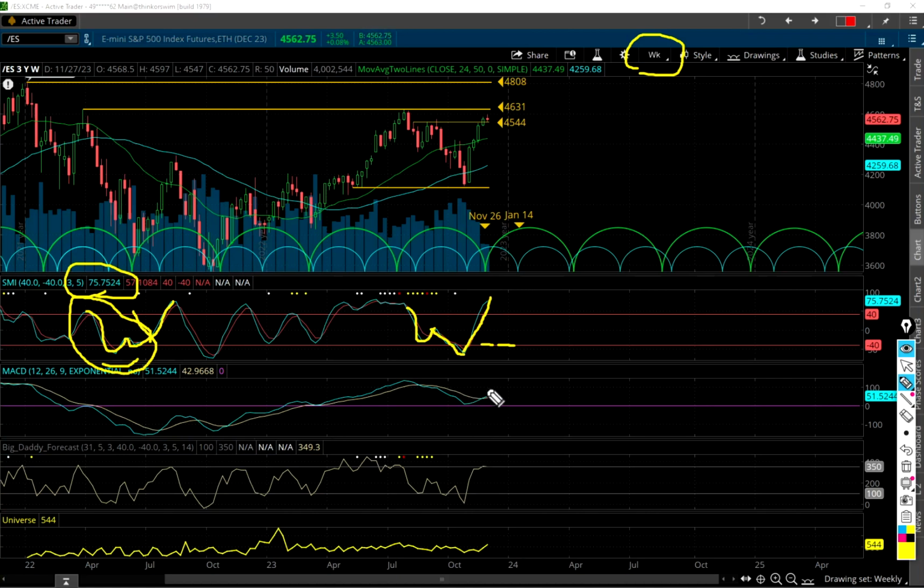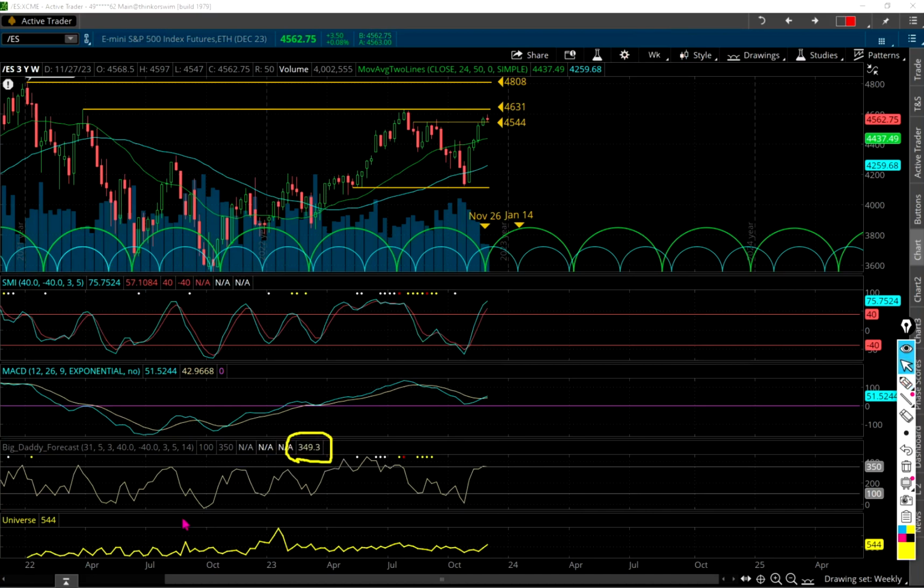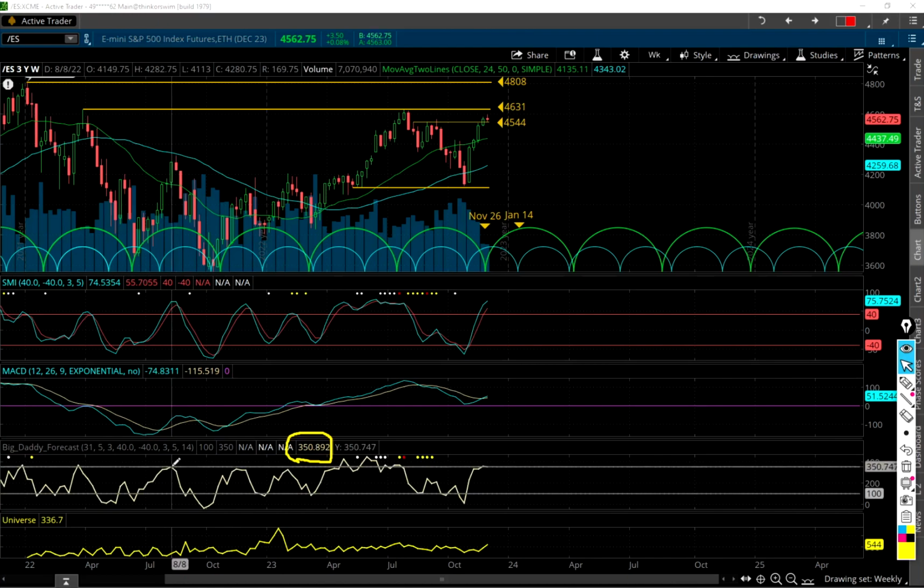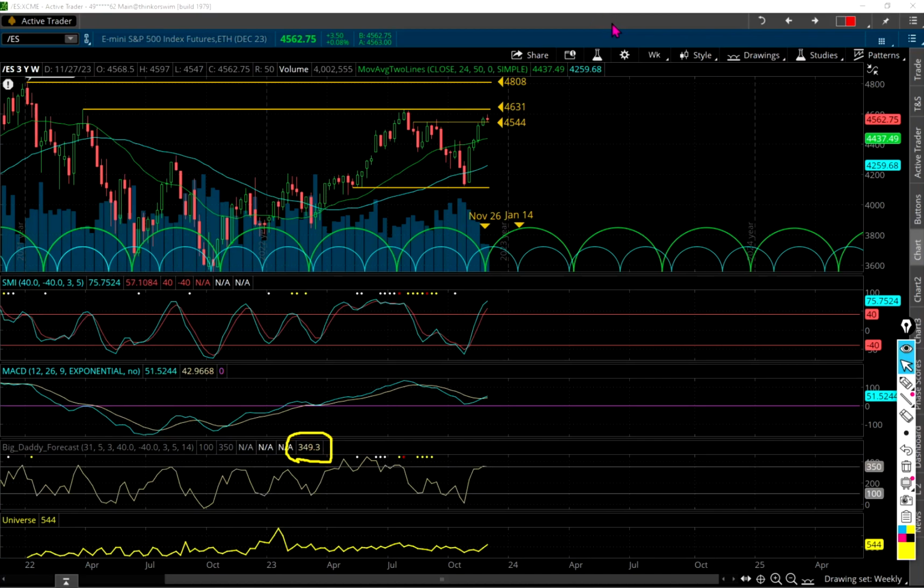The weekly though, the crossover of the MACD is just starting to happen. And let's see, I'm gonna look at this indicator right here, the Big Daddy. So let's clear the screen. Still looking at the weekly here. I'm gonna look at this number way back over here. This was 350. And what is it this week? 349.3. So a lot of similarities going on here.